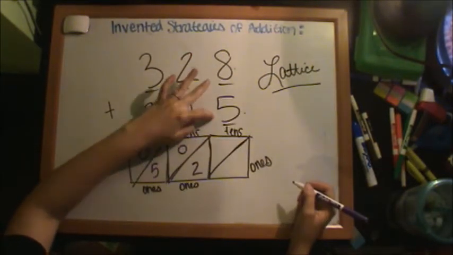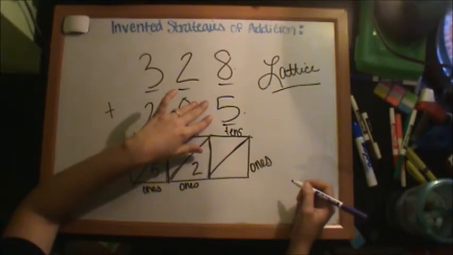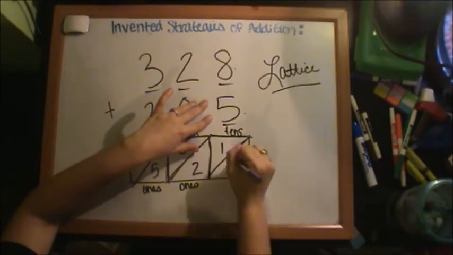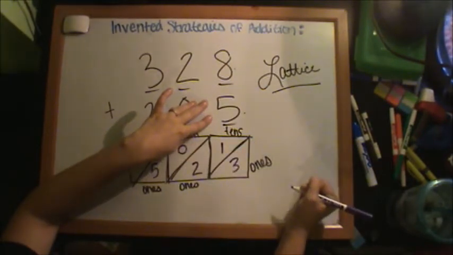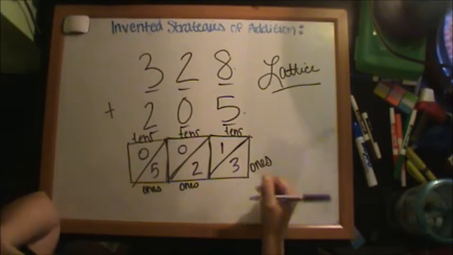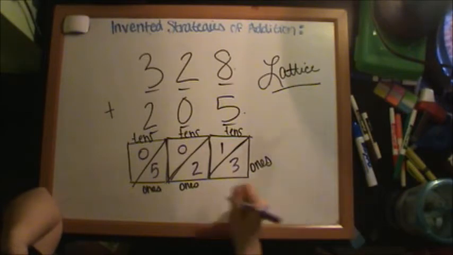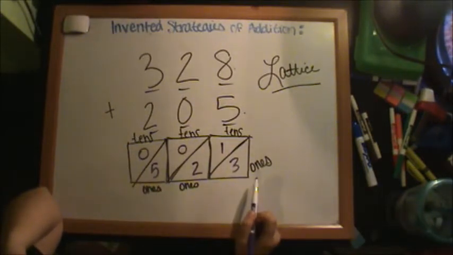8 plus 5, I'm moving on to the ones. That's all I have left. 8 plus 5. What is that? We know that's 13. So, I have 1 ten and 3 ones. Okay, so now that I have this, how does that give me the answer? Because this doesn't look like an answer to me.